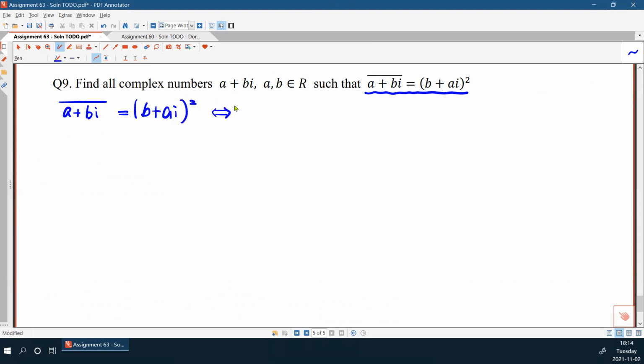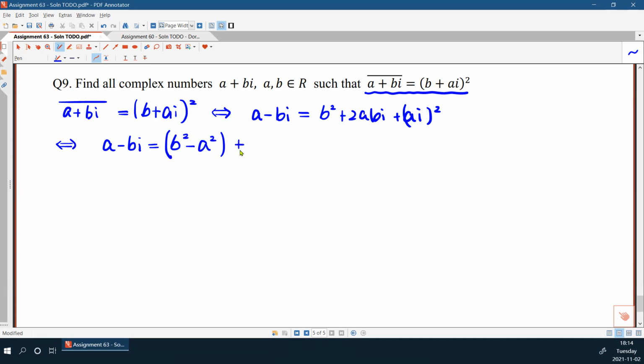This is actually equivalent to: the conjugate of a plus bi is a minus bi, right? And the right side, we can just expand it, which means b squared plus 2abi plus a squared i squared. The left side is a minus bi, and the right side is b squared minus a squared. This is the real part, and the imaginary part is 2abi, right?